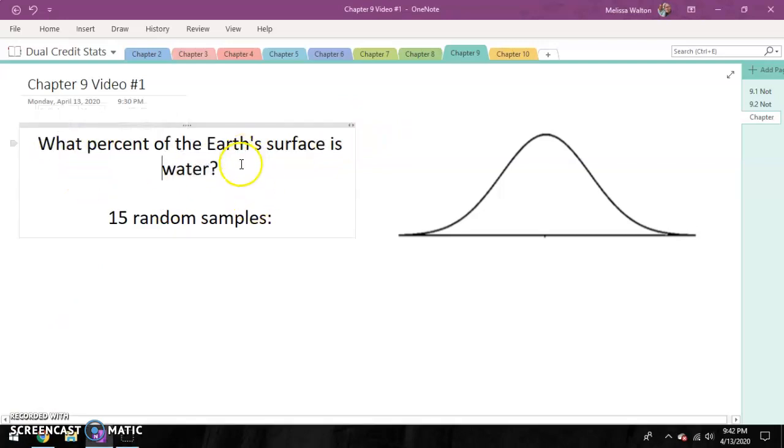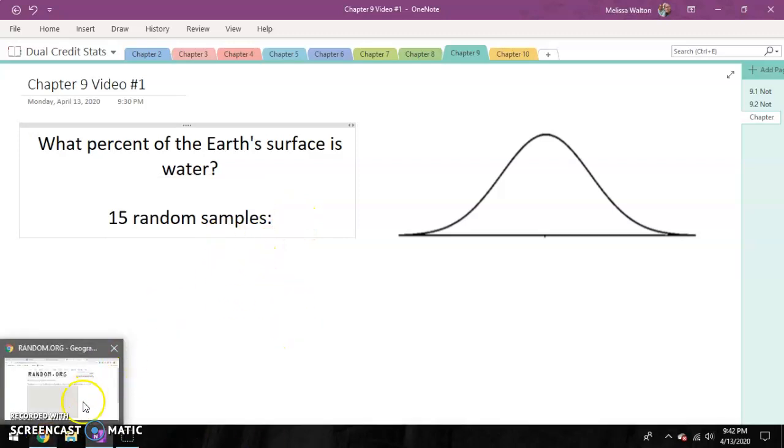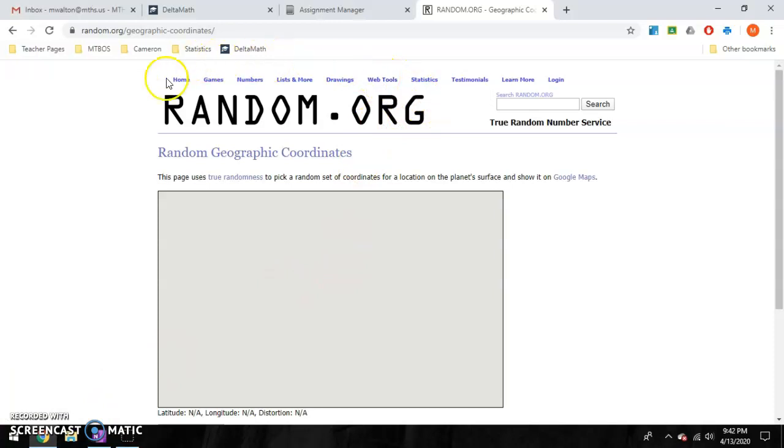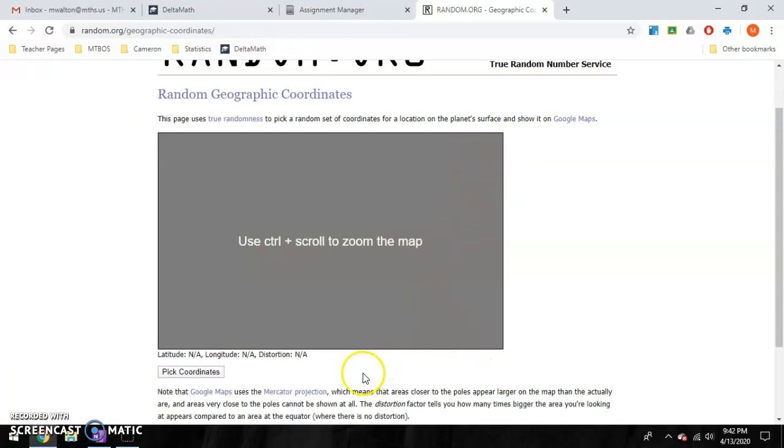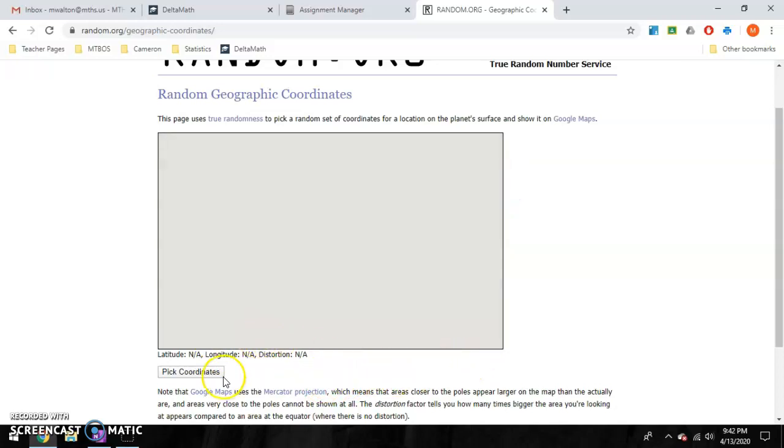So we're going to start with a little bit of a fun problem, and that is I'm going to try to figure out what percent of the Earth's surface is water. And the way that I'm going to do that is I'm actually going to find 15 random samples. I'm going to use that as my estimate. I have a random geographic coordinate selector, and I'm going to go ahead and choose random locations. And I'm choosing 15 total.